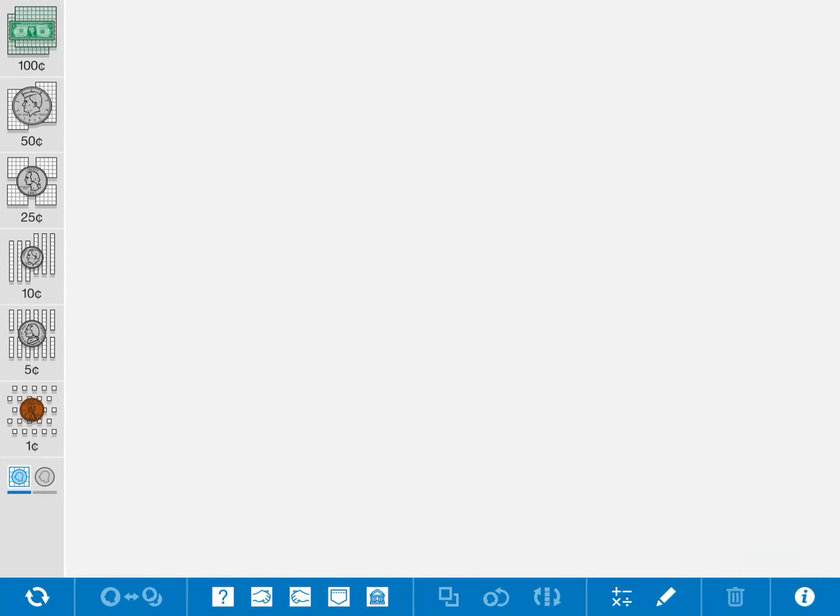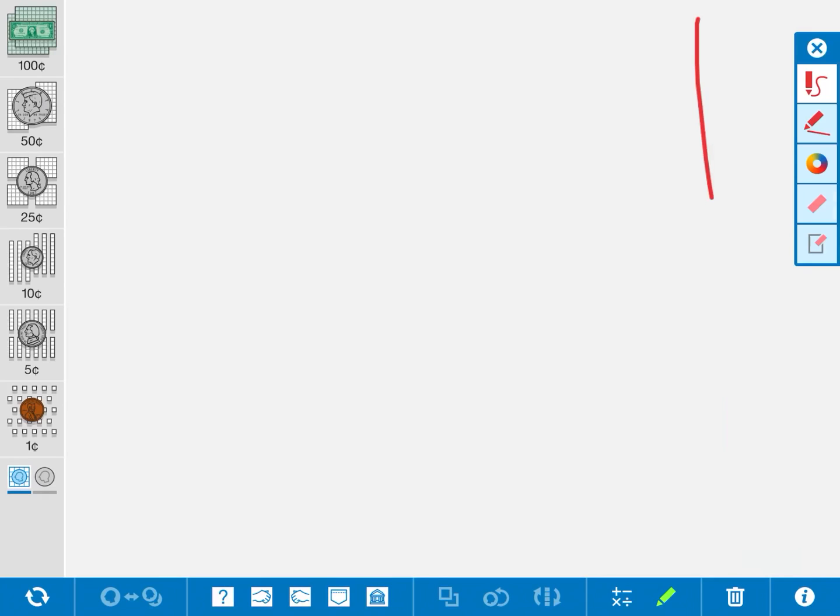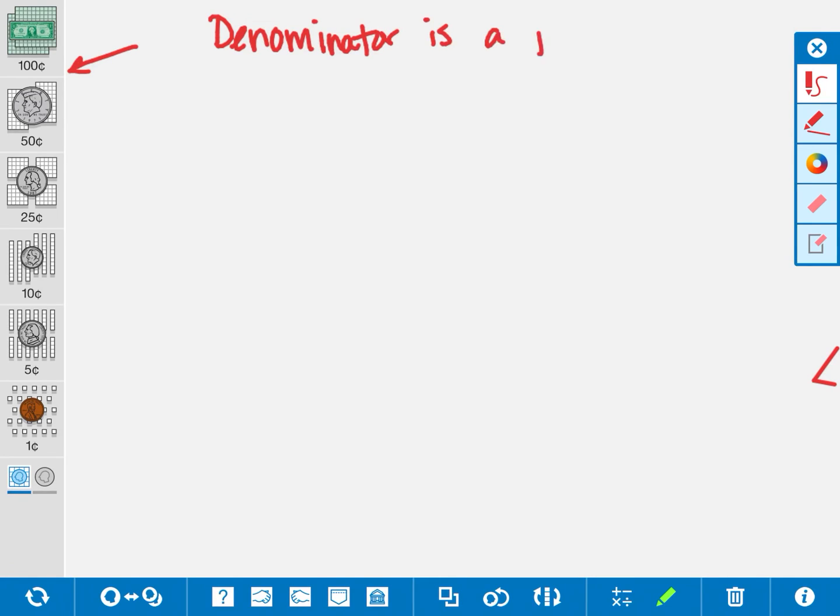Money pieces. So you can use money pieces to add and subtract fractions whenever you have denominators that are factors of 100. The reason being is that 100 is the total number of cents we have in $1, as you'll see right on the side here. So if your denominator is a factor of 100, use money pieces.